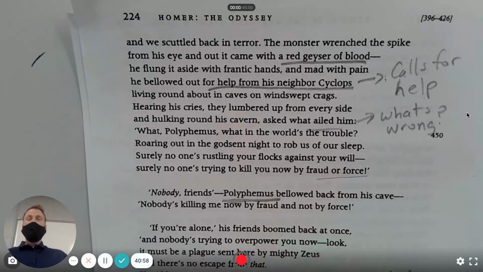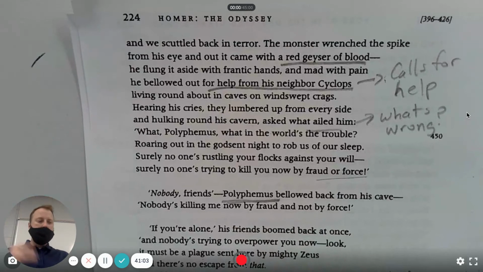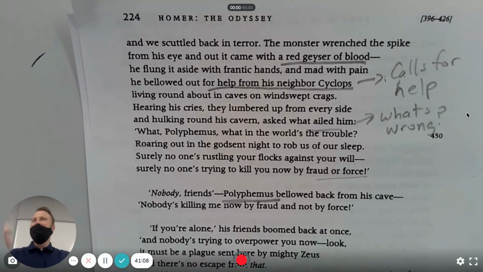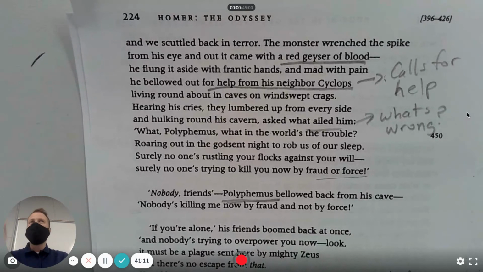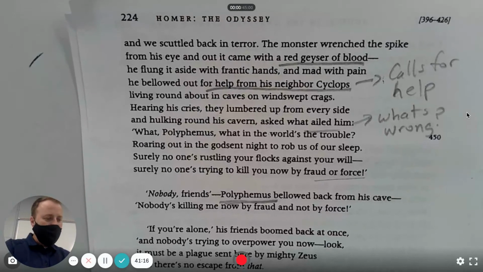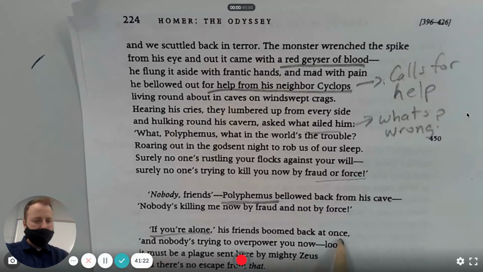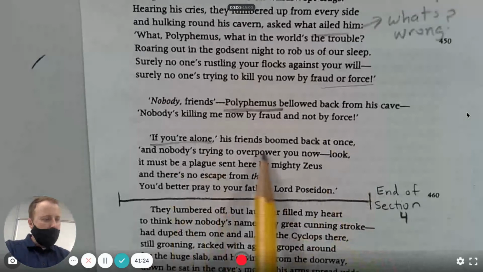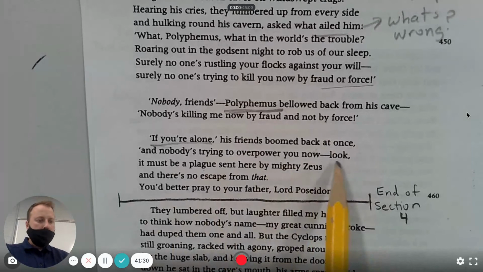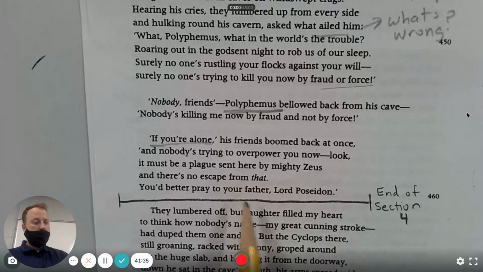So Polyphemus says, nobody, friends. He bellowed back from his cave, nobody is killing me, not by fraud and not by force. Nobody. So we see here comes Odysseus' clever thought process as he screams out, nobody's hurting me. And they say to him, if you're alone, his friends boom back at once, and nobody's trying to overpower you, look, it must be a plague sent here by mighty Zeus, and there's no escape from that.